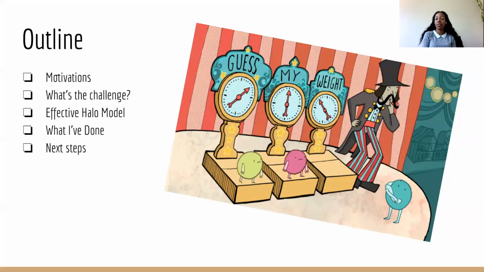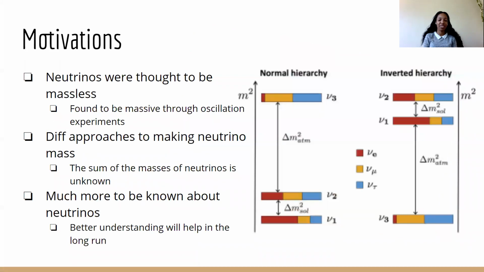First, I'll discuss the motivations for our research, then I'll move on to some challenges, and then I'll discuss the effective halo model just generally, and then I'll move on to what I've done for my research this summer, and then I'll end on next steps for our research. So motivations. Why are we doing this research in general?